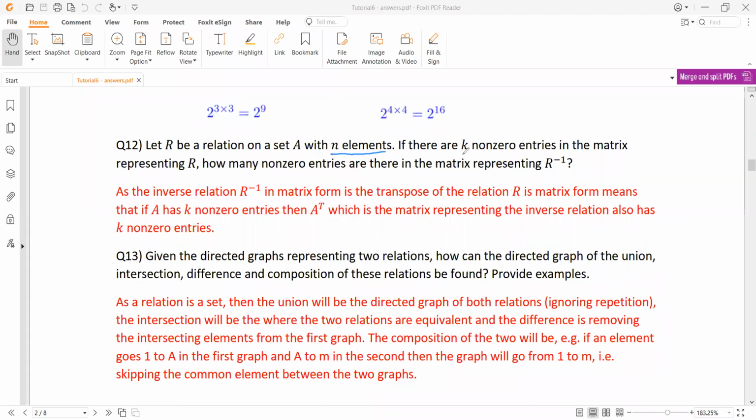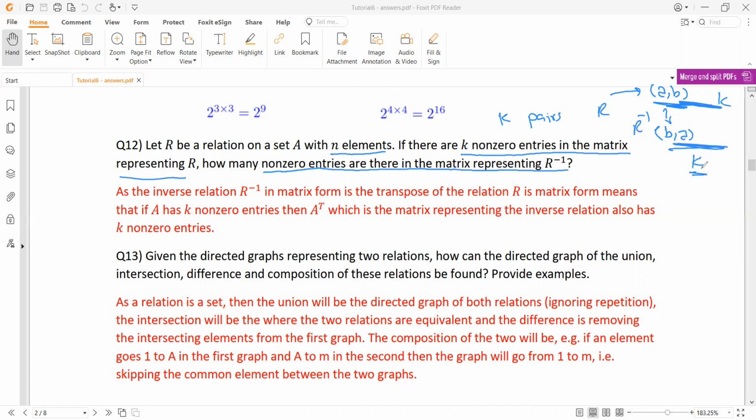If there are k non-zero entries in the matrix representing R, which means it has k pairs, how many non-zero entries are there in the matrix representing R inverse? The same number. Because the difference between R and R inverse is that if there exists a pair A goes to B, the same pair exists in a reverse manner, B goes to A. So if we have K pairs here, I also need to have K pairs here. Okay?